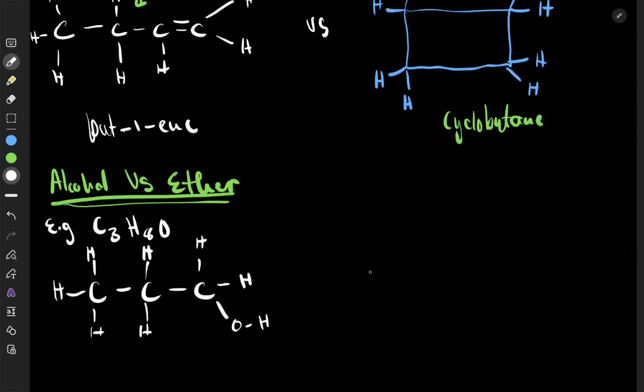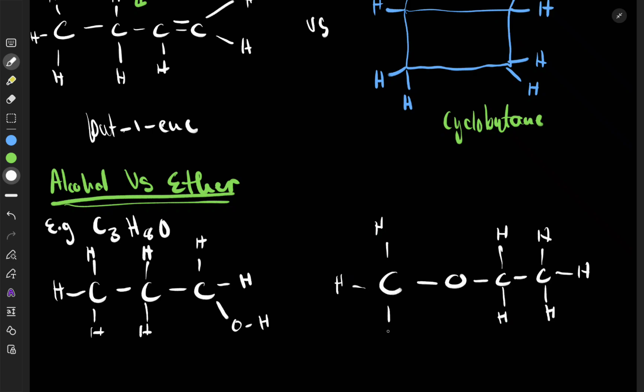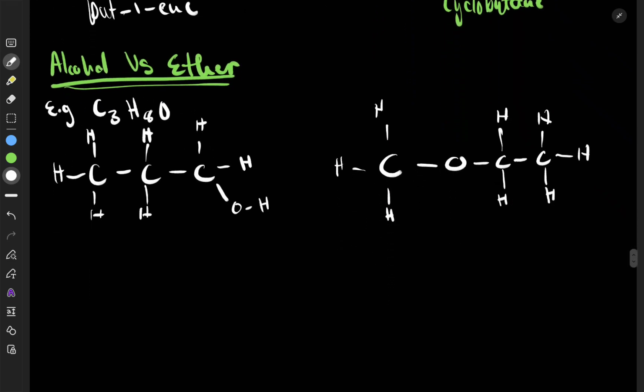If I now put my ether with 3, the difference between an ether and an ester is that an ester has C double bond O then O. An ether doesn't have that, it only has 1 O like this. So it's C, O, then you have a C like this. So this is going to be my alcohol versus my ether.